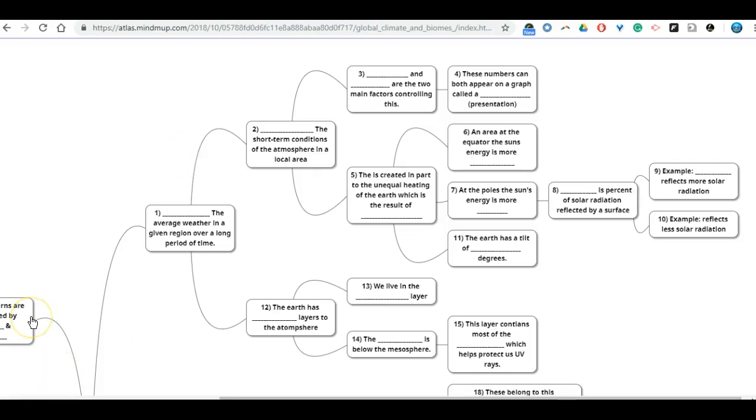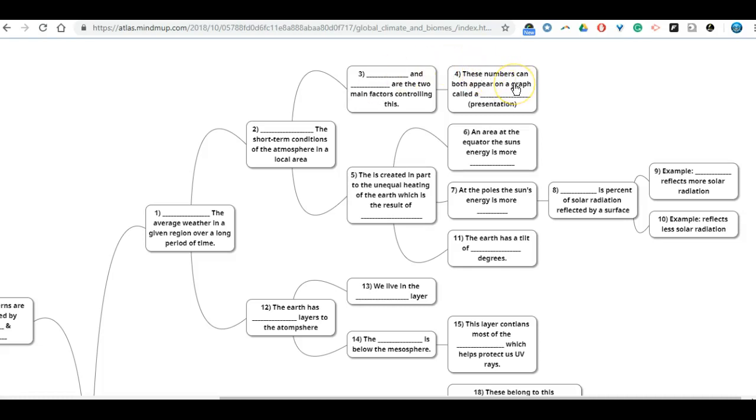All right, so just walking us through the study guide. So number 1 here, obviously climate, it's over a long period of time. Number 2 should be weather. It's over a short period of time in a very localized area. So what are the 2 factors that control weather, climate? The 2 largest ones are going to be temperature and precipitation.